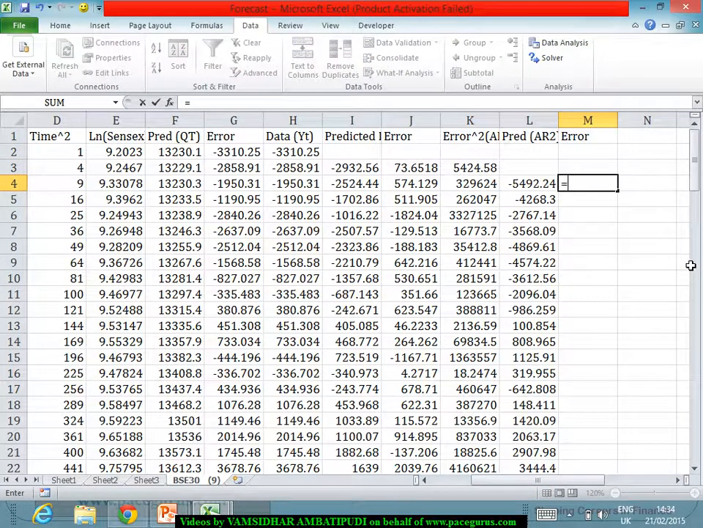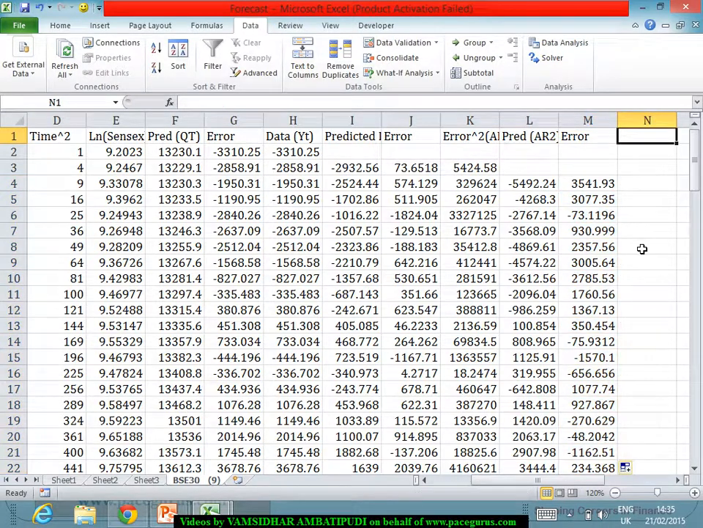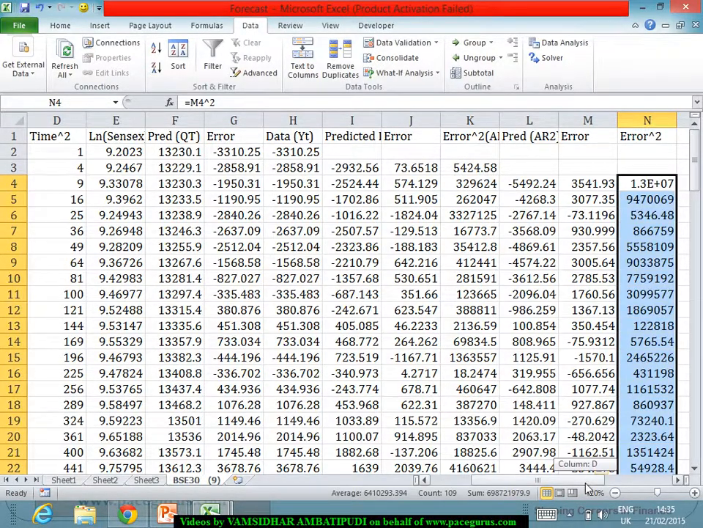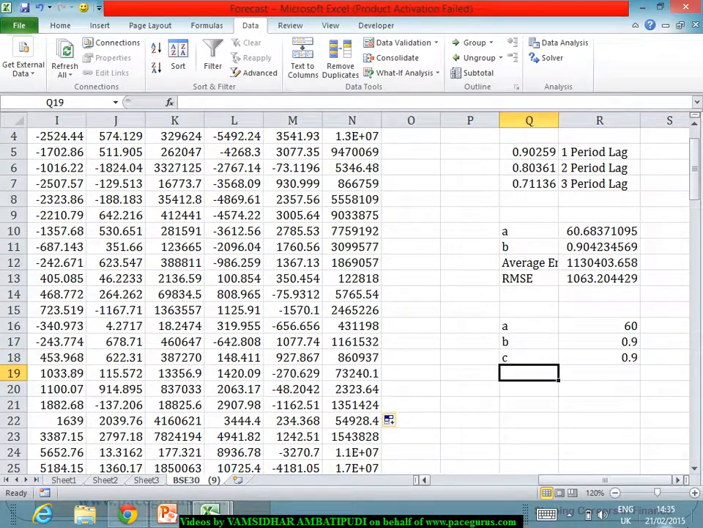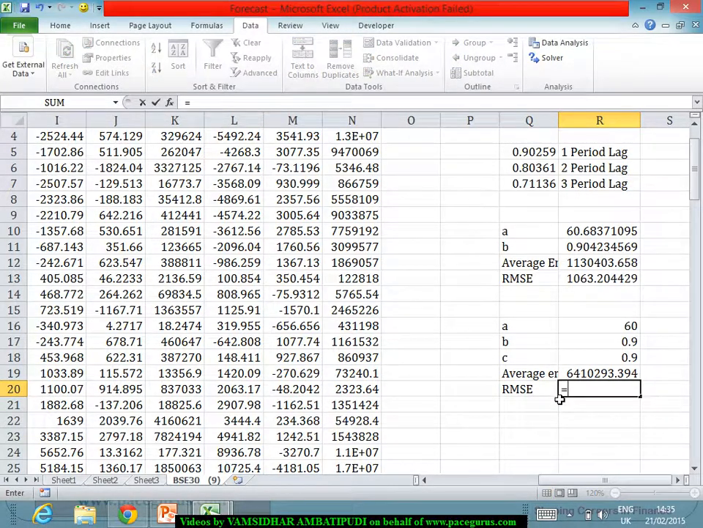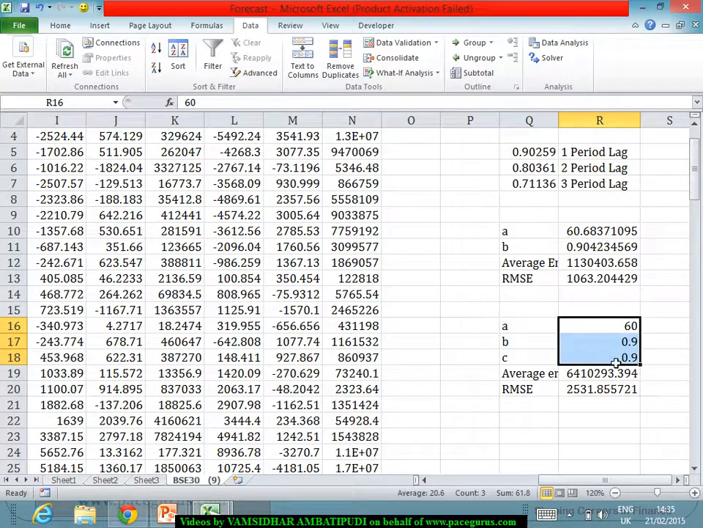Based on this, I can find out the error in the prediction, wherein I'm going to take the actual values minus the predicted values. These are my errors. Now I'm taking my error squared, and from here I am finding my average error, taking the average of all these, resulting in this much. I'll find the RMSE, which is the square root of this average error, resulting in 2531.